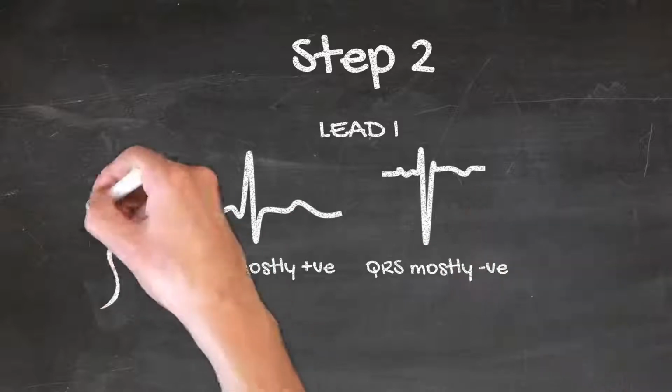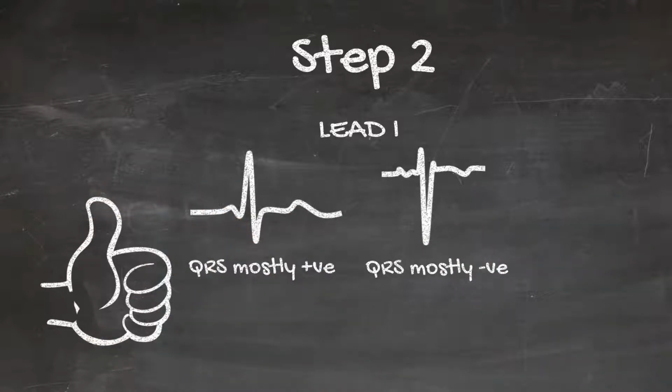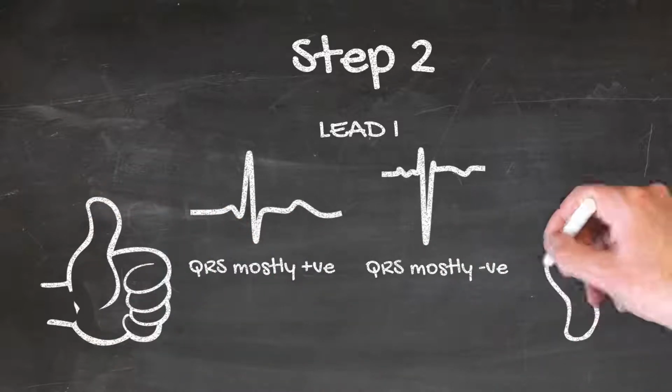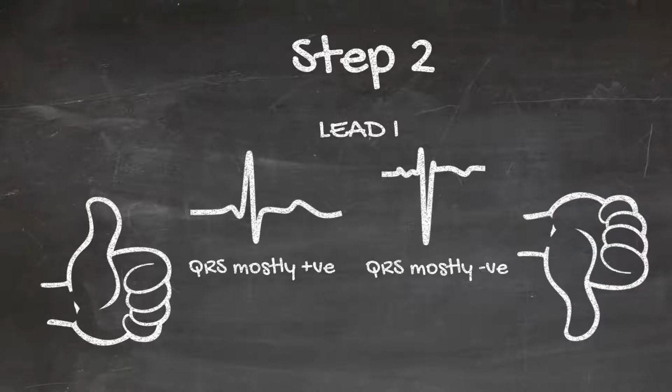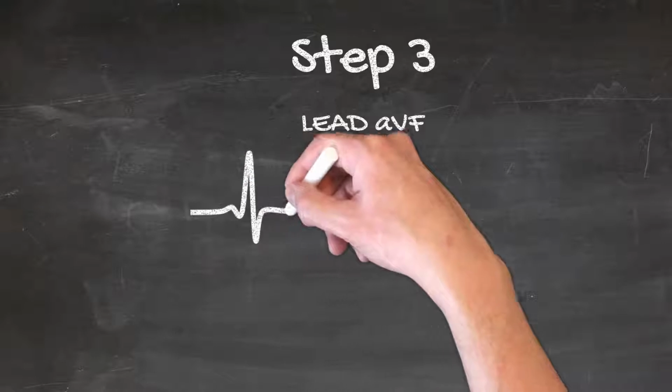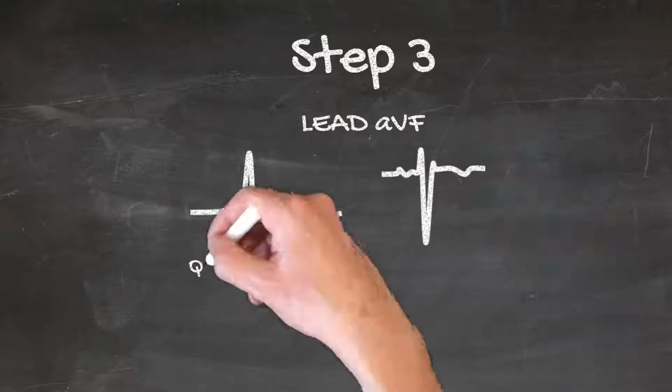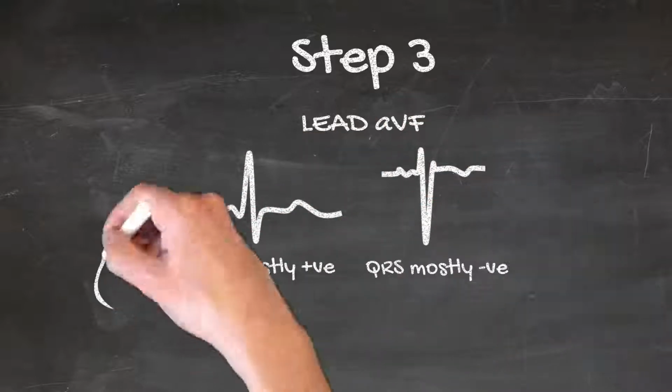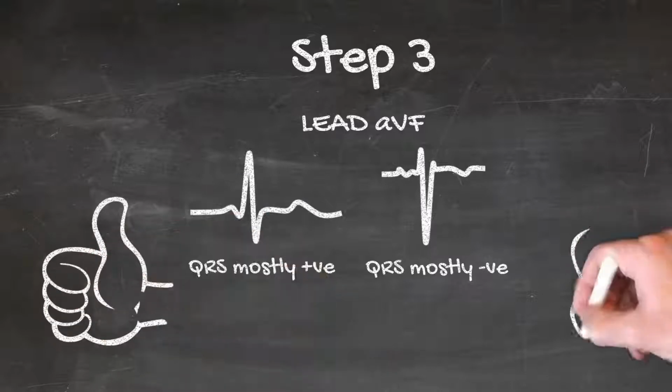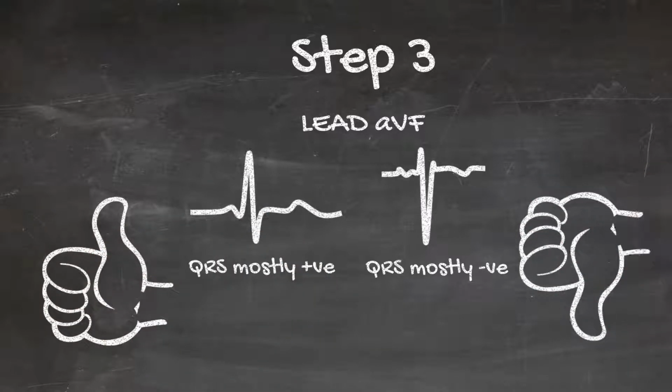If the QRS complex in lead 1 is more positive, we do a thumbs up with our left hand. If it's more negative, we go ahead and give it a thumbs down with the left hand. Step 3, we do the same for lead AVF and our right hand. If the QRS complex is mostly positive, we do a thumbs up, and if the complex is predominantly negative, the right hand does a thumbs down.